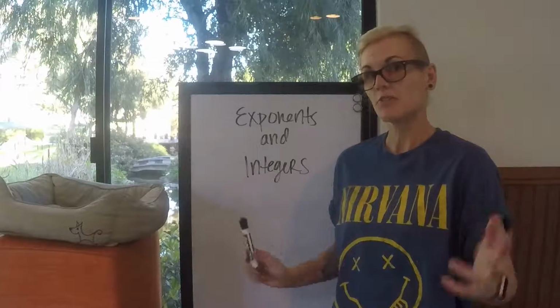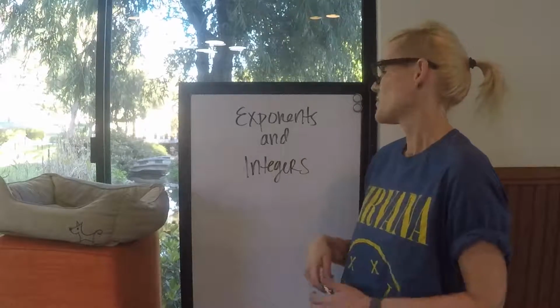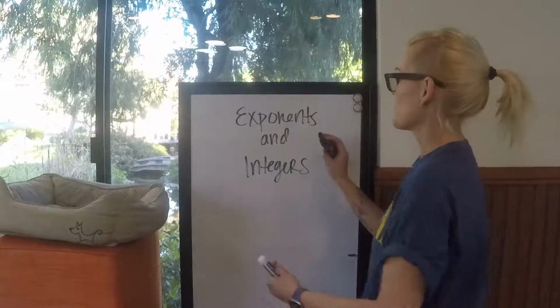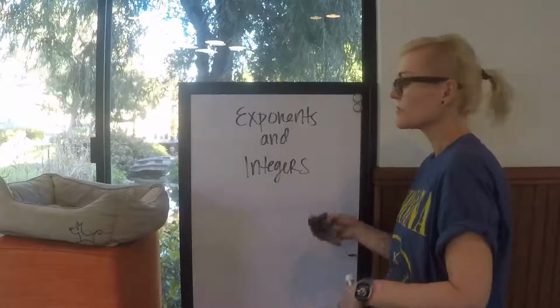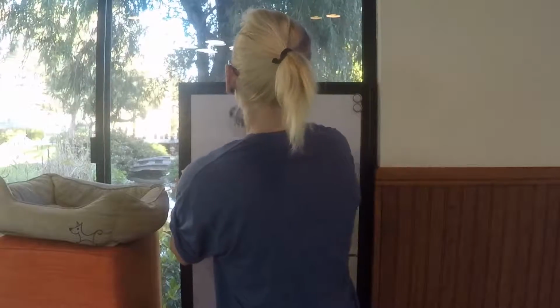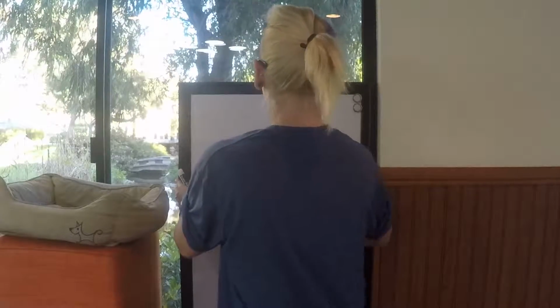My last video of this series. We're going to talk about exponents and integers. And we're going to talk first about exponents without any integers. So we're going to use the example of 5 squared.